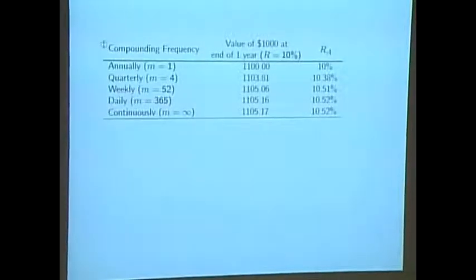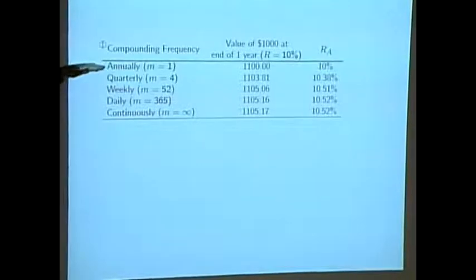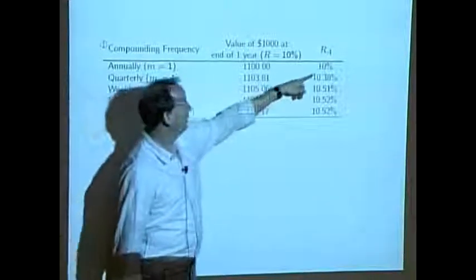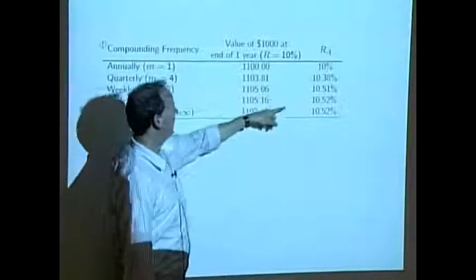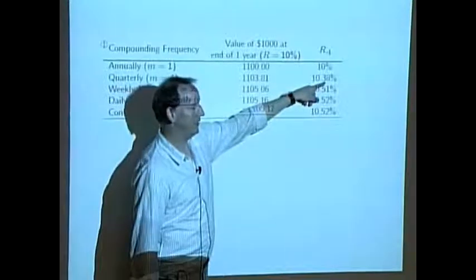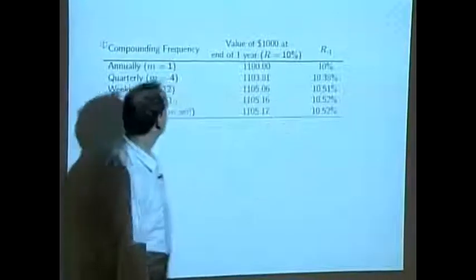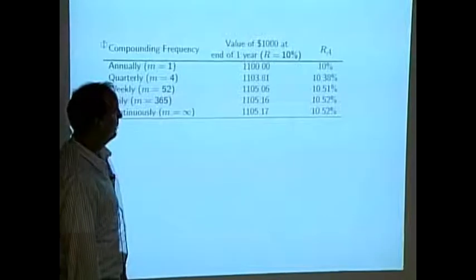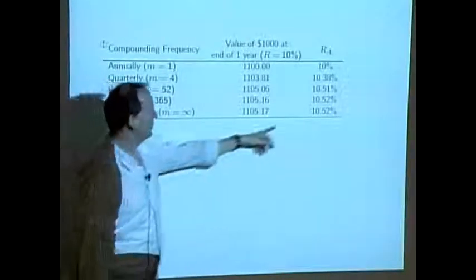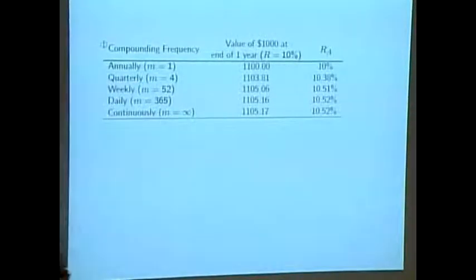So if we do a comparison, compounding once per year at 10% interest, compounding quarterly, we get an extra 0.38%. Weekly, you get an extra 0.5%. And then going to continuously, an extra 0.52%. So you can see that effectively we get slightly higher interest when we compound more often.